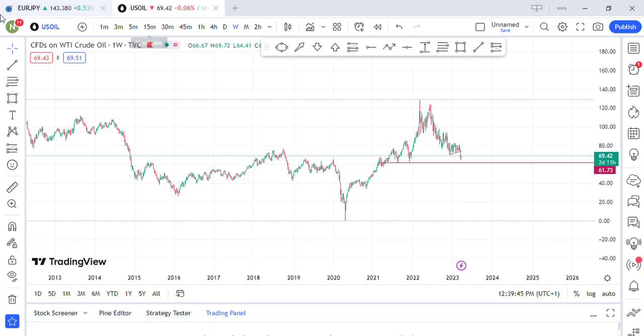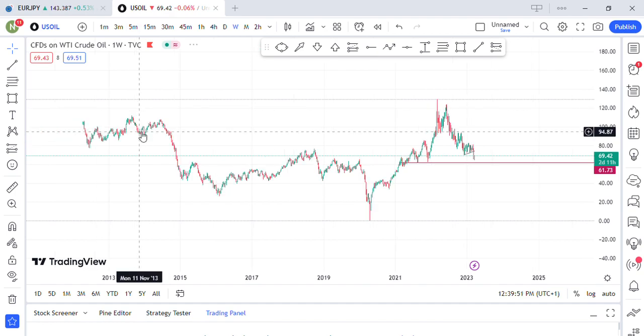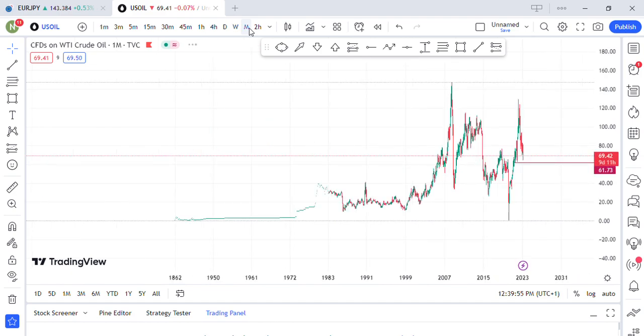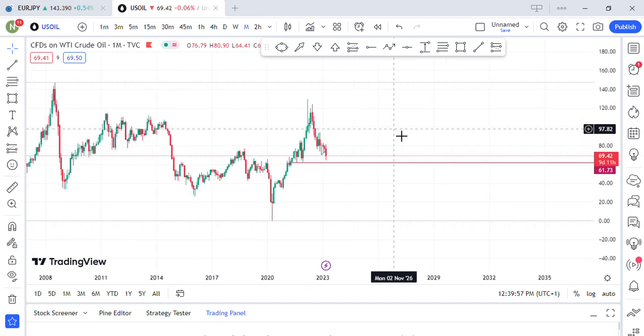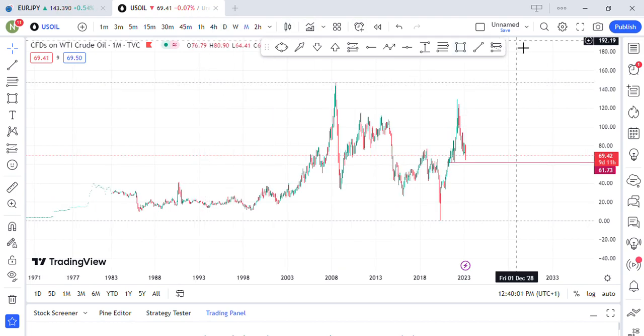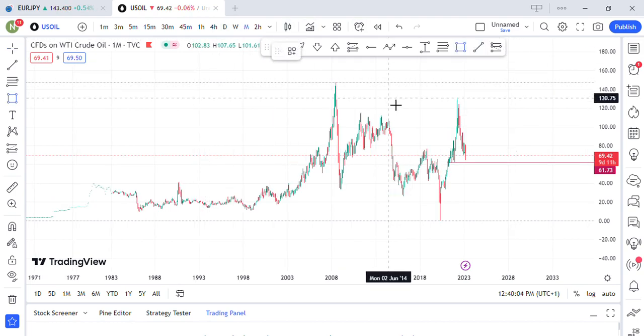So basically, I'm going to talk about how I place my trades, just my trades generally. Firstly, I'm looking at US oil. As I always do, I come on the monthly time frame to have a nice, beautiful look at what the market wants to do. And as I say, come and mark our key levels.